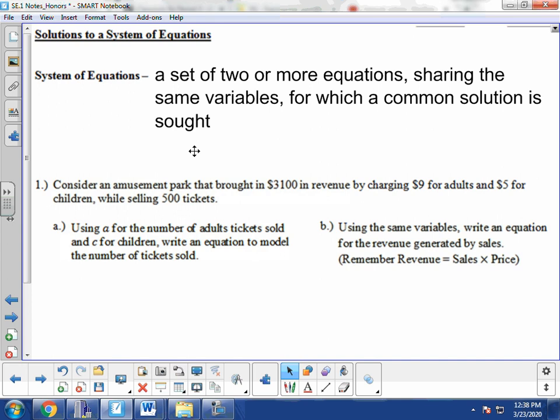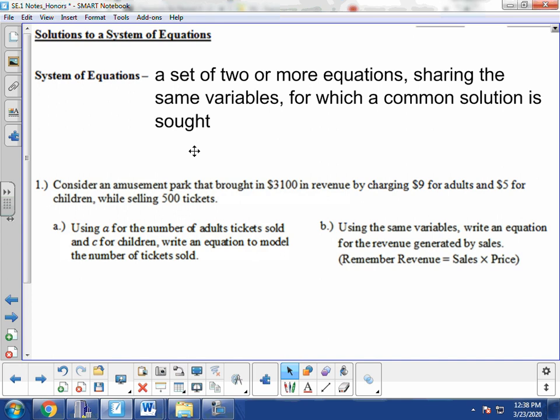So if we actually take a look at problem 1, we can see an example where we're going to come up with a system of equations. Problem 1 says, consider an amusement park that brought in $3,100 in revenue by charging $9 for adults and $4 for children while selling 500 tickets.